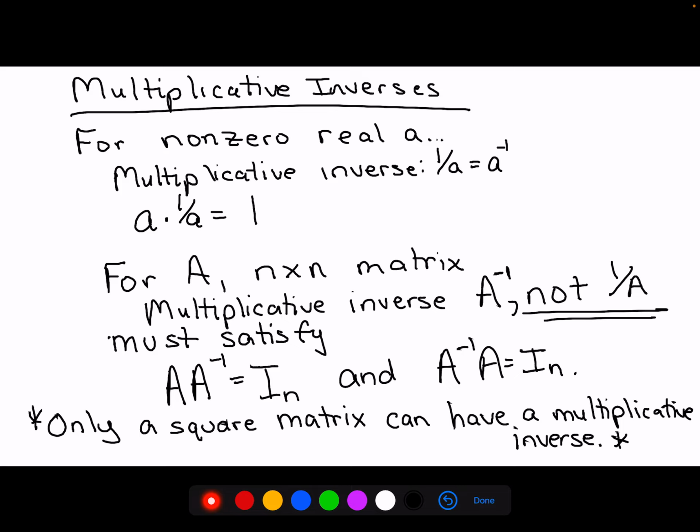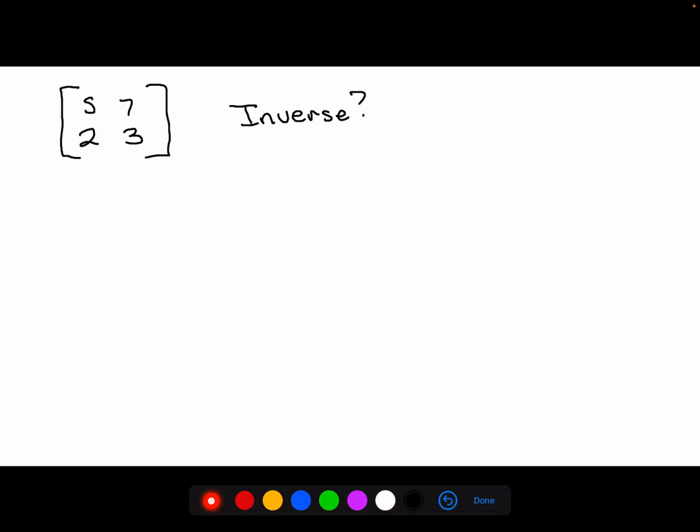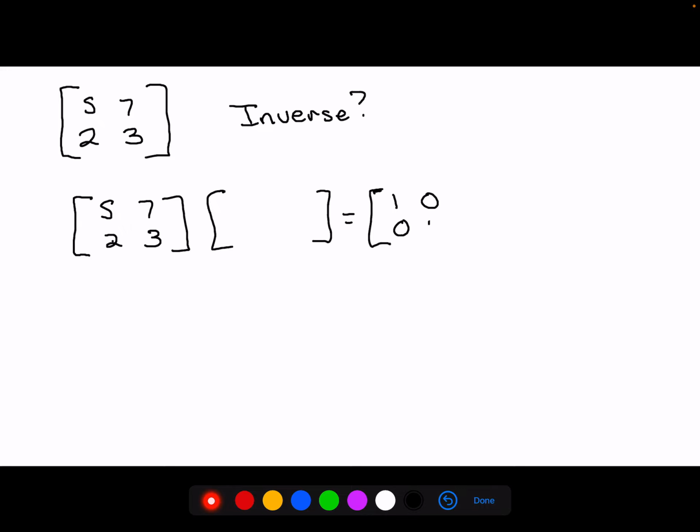All right, so how do we find it? Well, let's say you have the matrix 5, 7, 2, 3, and you want to find its inverse. You need to be able to take that matrix times whatever the inverse is and get that identity matrix. Since it's a 2 by 2, the identity matrix would be 1, 0, 0, 1. So we have to figure out what exactly would go in that other 2 by 2 matrix next to it to multiply and get back that identity matrix.